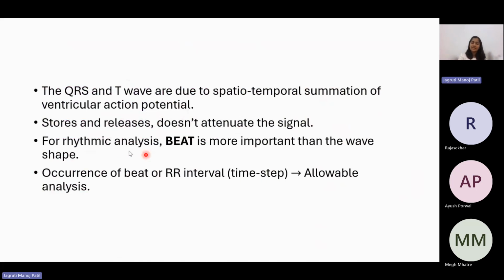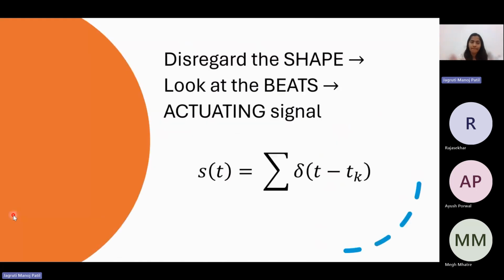So for rhythmic analysis, if you are just trying to see if the signal is periodic and at what particular instant what information is changing, you can just look at the beat. So the beat is more important there than the wave shape. No need to see if it's flipped or inverted, if the wave is longer or if the duration is shorter. All those things are not needed over there. What you can do is look at the occurrence of this particular beat, or the RR interval. That's the standard method that we have, which is also called a time step. So these two are the allowable analyses that we have for this cardiac ECG.